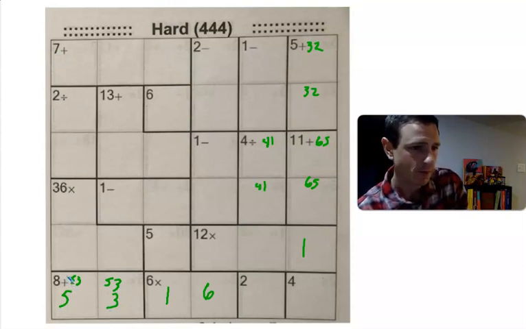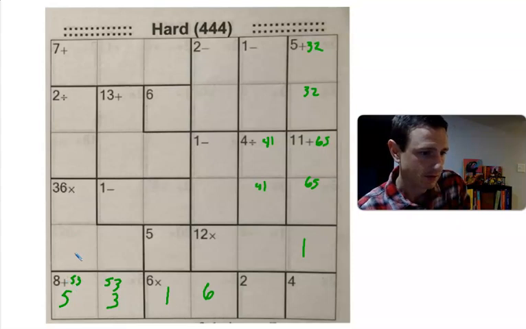Nice strategy there. So it's 5s. 5s are always good to try to find. 5s are very useful.